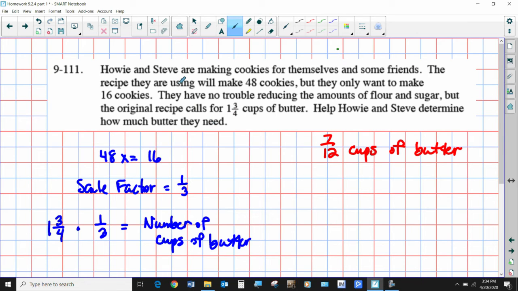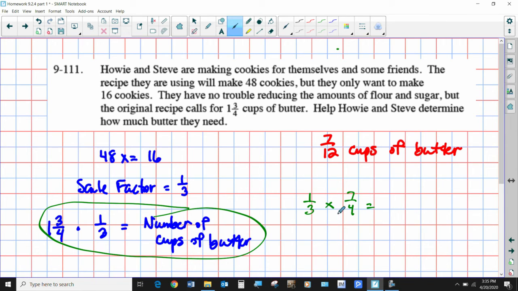Well, if you think about this, to go from 48 to 16 has a scale factor of 1/3. So they would need 1/3. If they're going to make 1/3 the amount of cookies, they need 1/3 the amount of flour, 1/3 the amount of sugar, and 1/3 the amount of butter. So what is 1/3 of 1 3/4? Well, that is a multiplication problem. So when you take 1/3 of a number, you multiply it times that number, and I'm going to change that to, what does that become? 7/4.